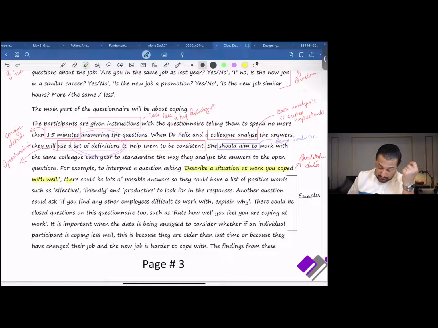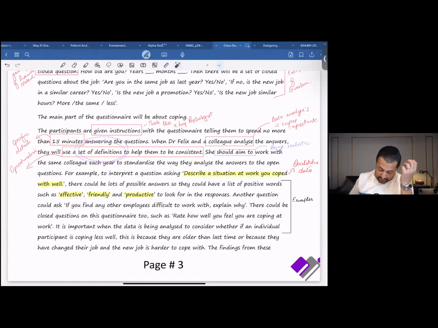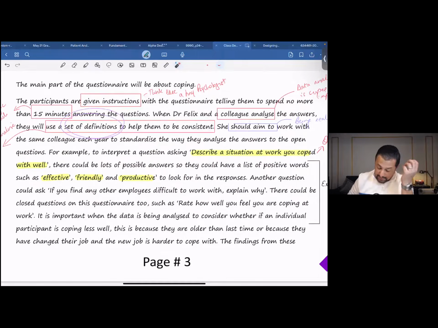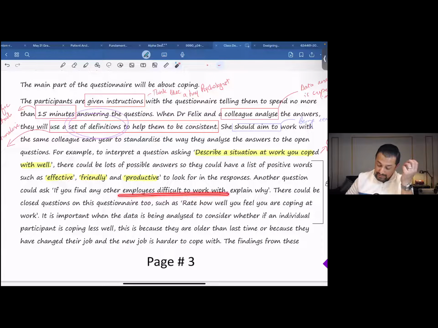There could be lots of possible answers to this, right? So they could have a list of positive words such as effective, friendly, productive. If the respondents, while describing the situation, end up using words such as effective, friendly, and productive, those are words to look for in the response. Another question could ask, if you find any other employees difficult to work with, explain why.